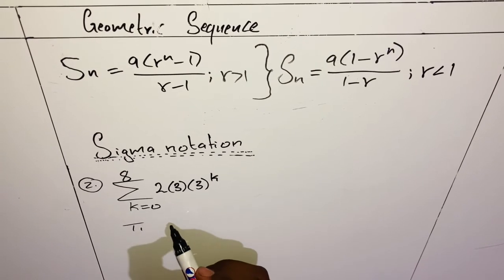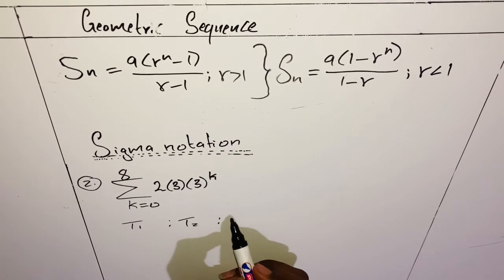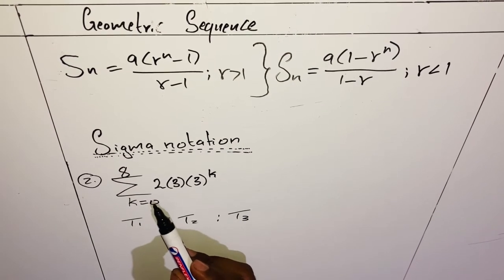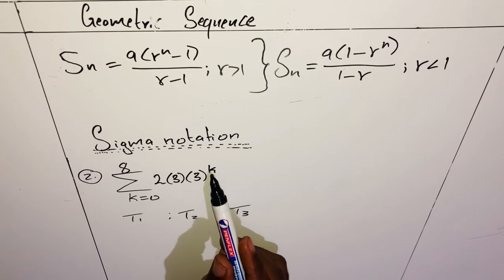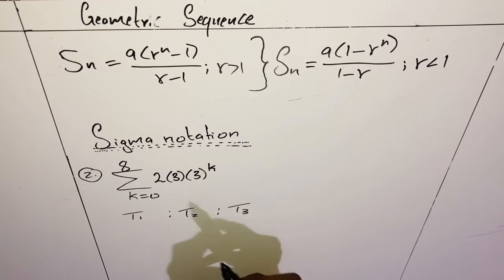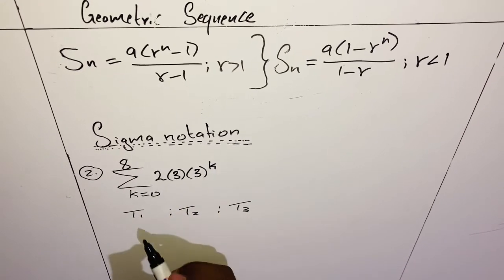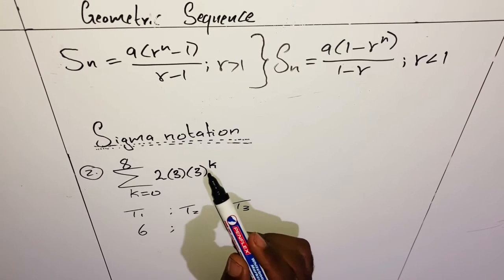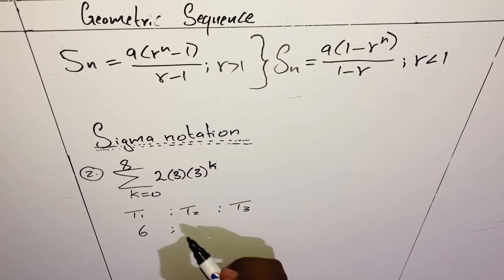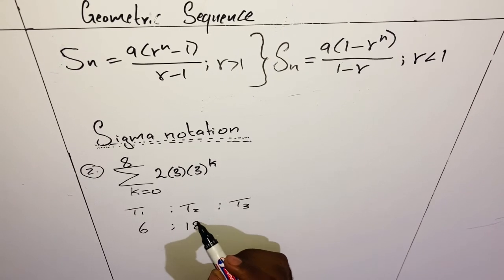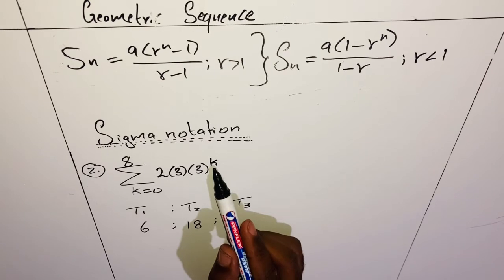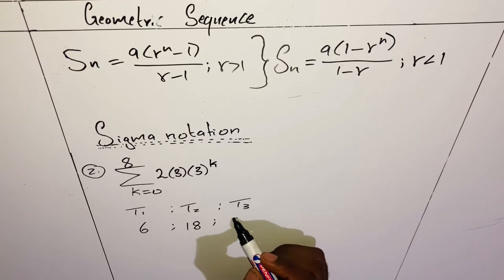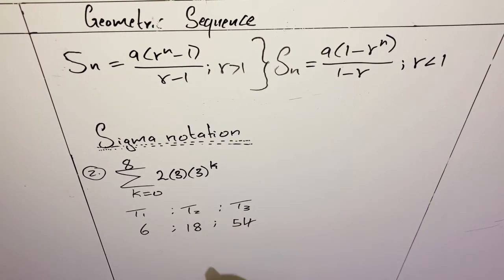Those first 3 terms, you find your T1, you find your T2, you find your T3. But now it says to start substituting K as 0. We'll put a 0 here. When you put a 0, you find your T1 to be a 6. Then you put a 1, and you'll get your T2 as 18. Then you put a 2. Where is K? You put a 2. Get a 54 as your T3.